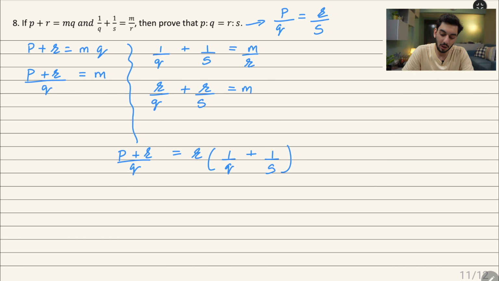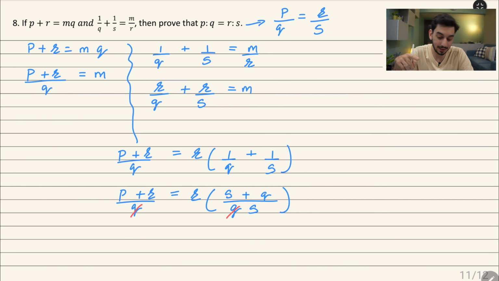Now on the right hand side I can simplify that thing, and I'll write r times (s plus q) upon qs, and this thing is (p plus r) upon q. Now I can get rid of this q and this q from both the sides, and I can send this s to the other side and it gets multiplied. So it is s times (p plus r) is equal to r times (s plus q).